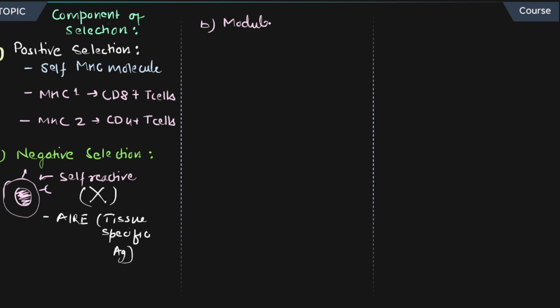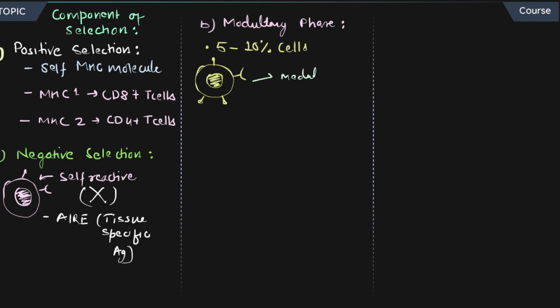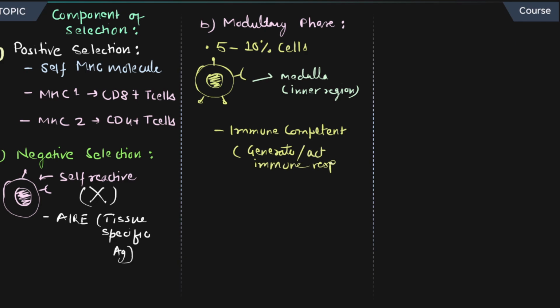Next is the medullary phase. Let's talk about the medullary phase. In this one, you have 5 to 10% of cells. They are going to move into the next phase. Let's imagine this is the cell, and it will go to the medulla region, which is the inner region of the thymus. And here, they are going to mature into immunocompetent cells. That means they can act in response to the immune system, right? They can act.